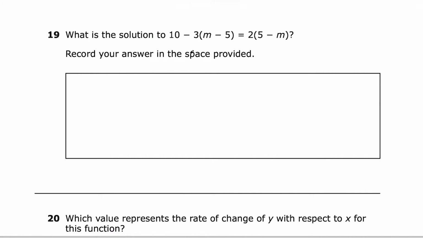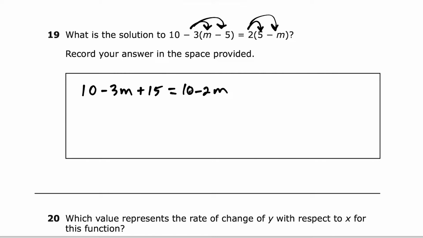Question 19, we have to solve this equation and record our answer in the space below. So for this one here, I'm just going to go ahead and use the distributive property. On the left side, we're going to distribute a negative 3. So we're going to have minus 3m when we do negative 3 times m. And then we have negative 3 times negative 5 is positive 15. And this is equal to, on the right side, we distribute the 2. And we're going to have 10, and then 2 times negative m is minus 2m. So now on the left side, I'll combine like terms. We have 10 plus 15 is 25. So we'll have negative 3m plus 25 equals 10 minus 2m.